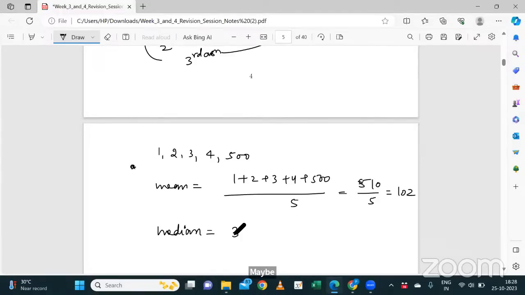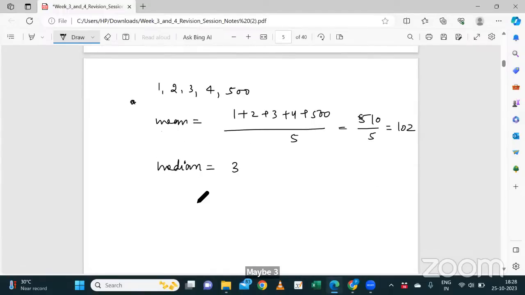So can I simply say the mean is sensitive, or the mean is affected by extreme values, right? Yes. Correct. So I can simply say the mean is affected by extreme values, right?